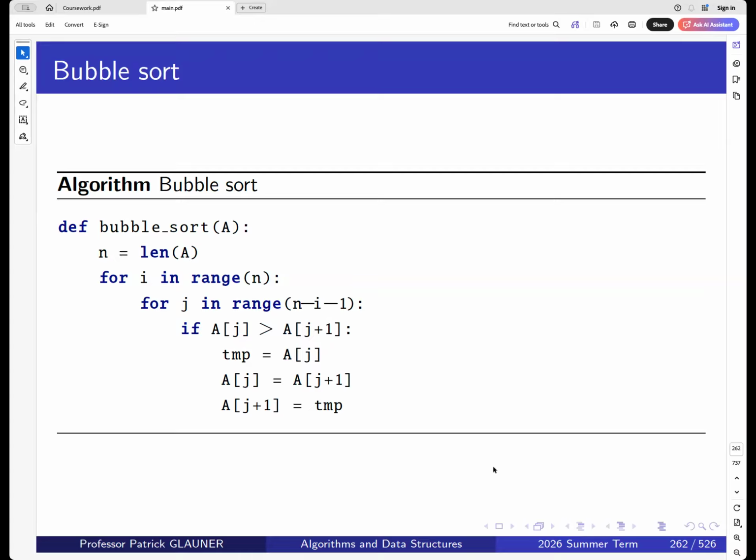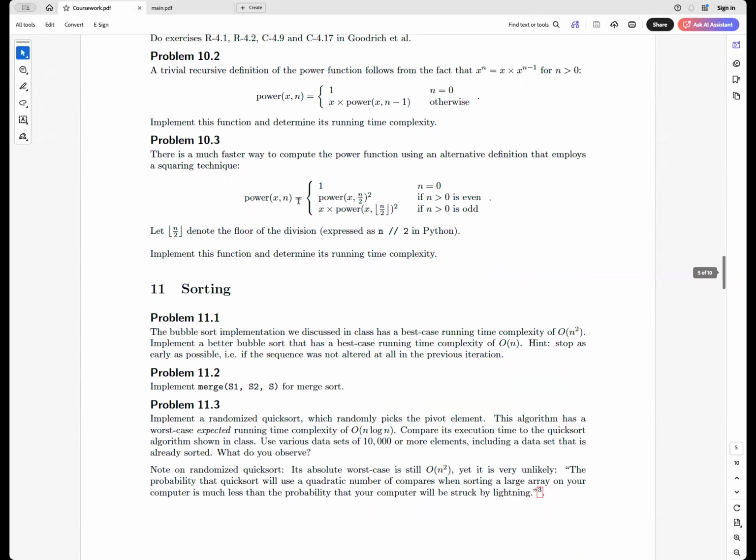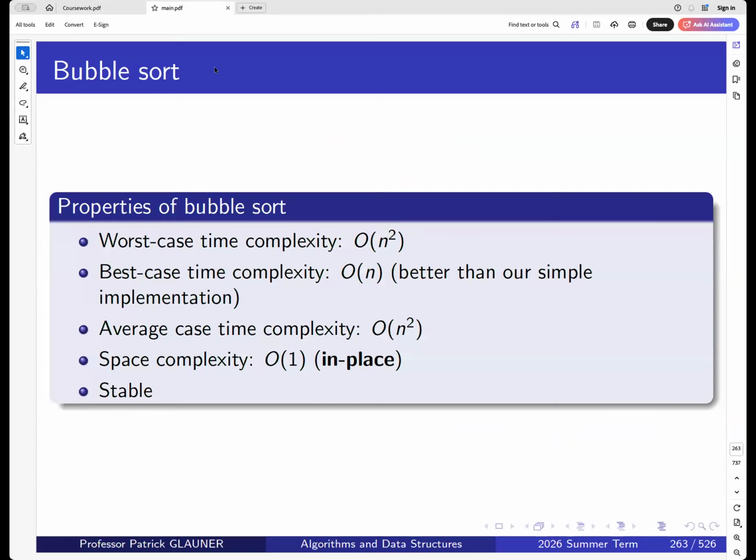But with bubble sort, what would happen is we would really try to sort the whole data set again. So the best case is O of n squared. If you improve this implementation a little bit, at least for the best case, it will be O of n. And this is one of the coursework problems, problem 11.1, where it's your task to rethink this bubble sort implementation so we have a best case running time complexity of O of n, and there is a small hint of how to improve this. But the worst case will not change. And average case is O of n squared as well.